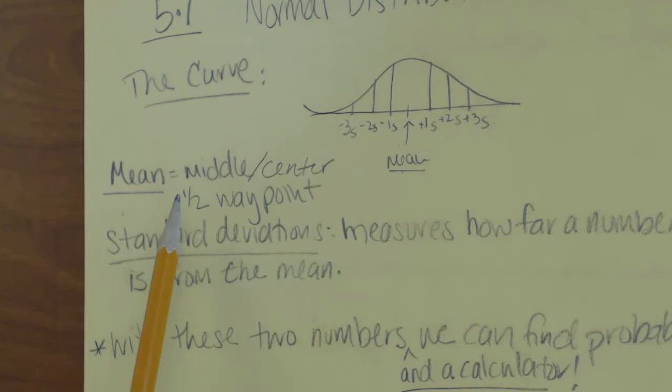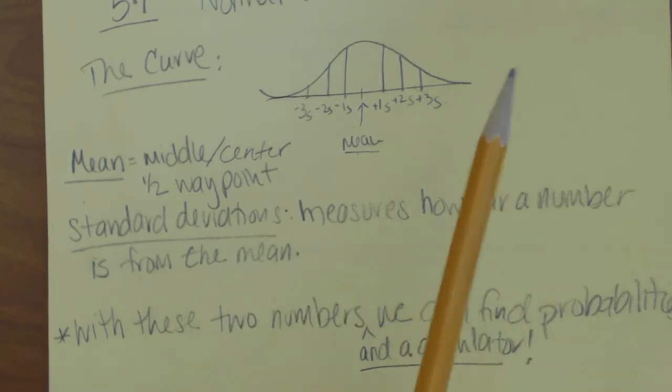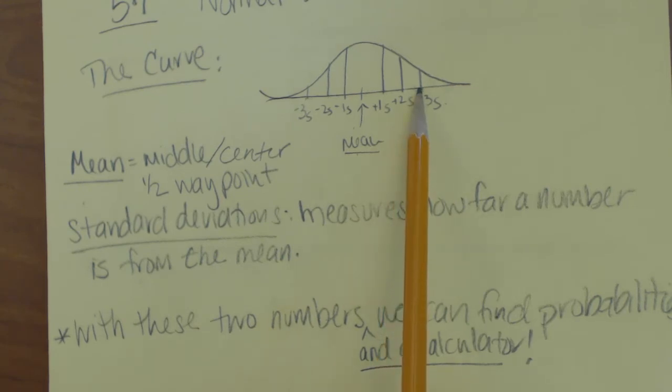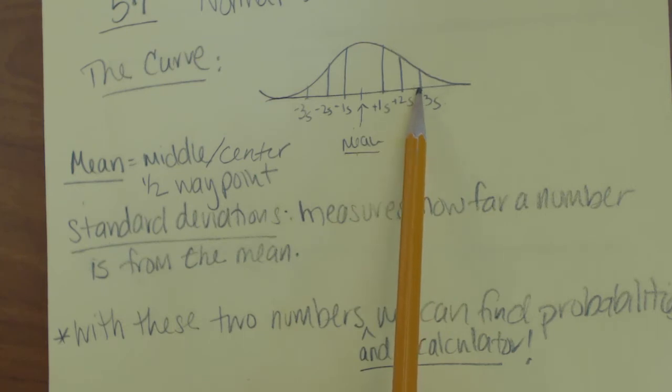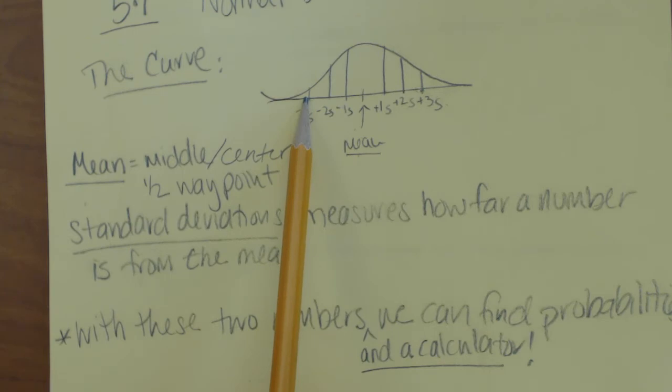And so the mean, as I will repeat, is the middle center. It's the halfway point. The standard deviation measures how far a number is from the mean. So if you are positive 3 standard deviations from the mean, that means you're way over here. You're on the positive side of the mean, however, you're very far from it. If an observation lies negative 3 standard deviations, you're all the way on the other side, less than the mean.